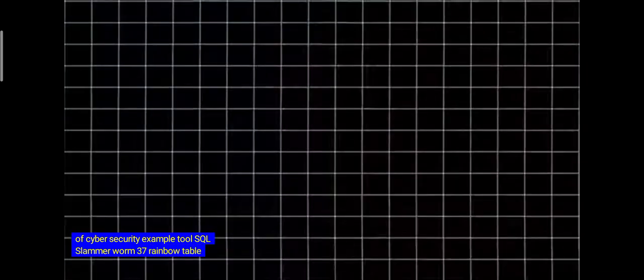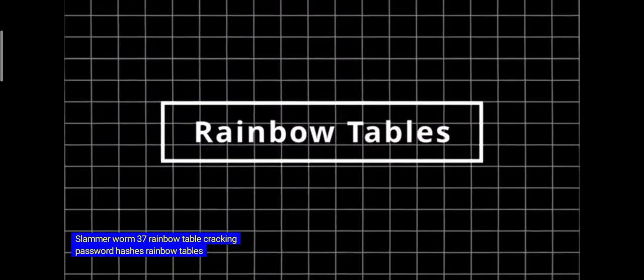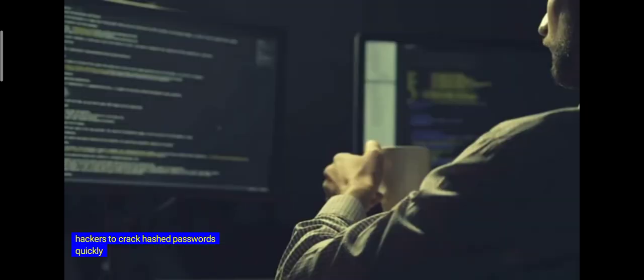37. Rainbow tables, cracking password hashes. Rainbow tables are pre-computed tables used to reverse cryptographic hash functions, allowing hackers to crack hashed passwords quickly. They are a potent tool.